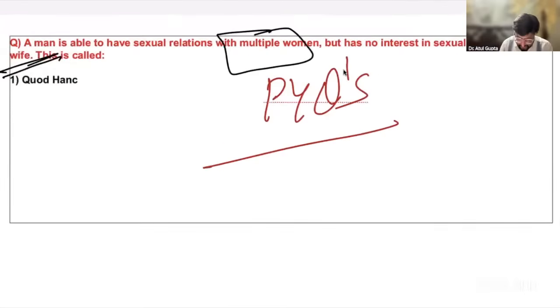Somebody is saying that there were two choices with the quad. Can you tell me what were the two choices with the quad? Anyone? There were two choices. Come on, answer me. Okay, I don't know.